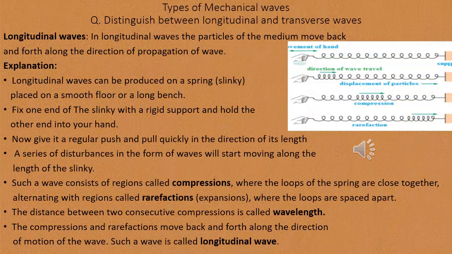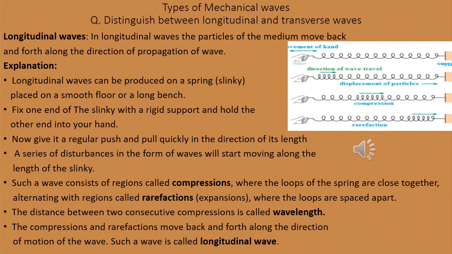Types of mechanical waves. There are two types of mechanical waves. 1. Longitudinal waves. In longitudinal waves, the particles of the medium move back and forth along the direction of propagation of wave. Explanation: longitudinal waves can be produced on a spring, slinky, placed on a smooth floor or a long bench.